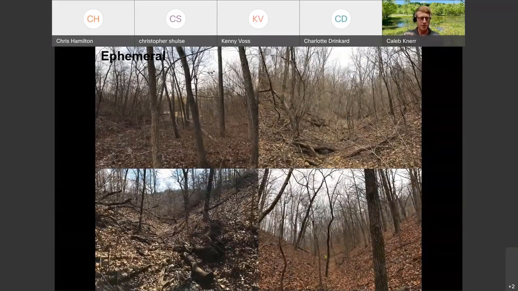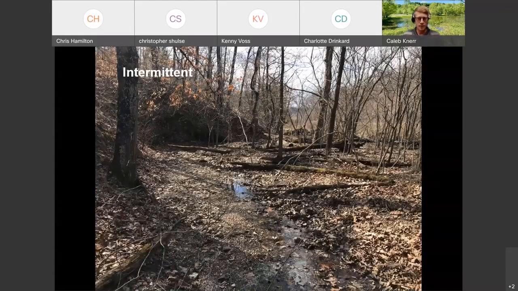Here's some more examples of ephemeral streams on the same project area, and this was a 5-mile corridor of new highway that's currently under construction right now down in southwest Missouri. Those pictures show that these streams are essentially just rainwater driven, and when it doesn't rain very often, the leaves that have fallen off the trees don't get swept away, and there's no ordinary high water mark in these photos.